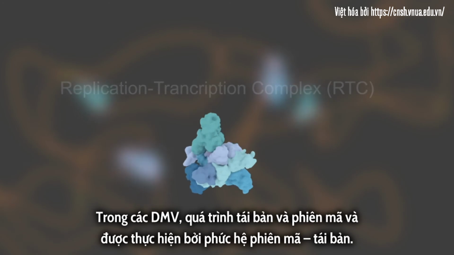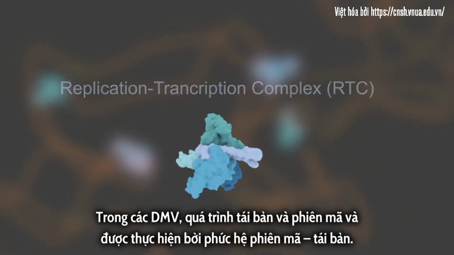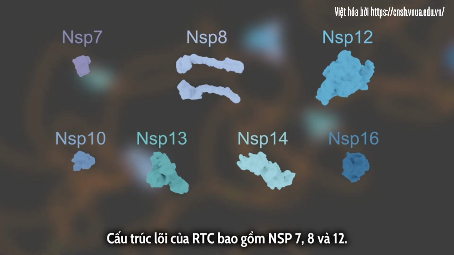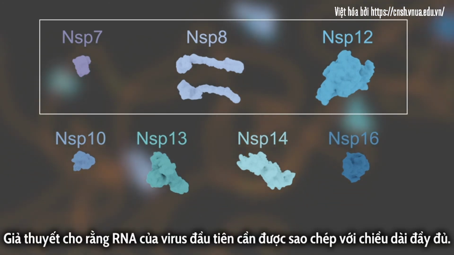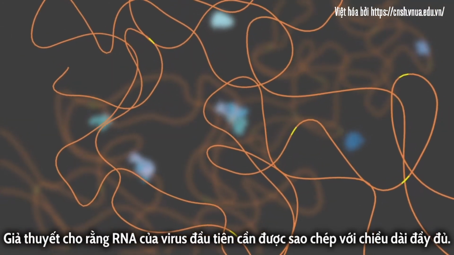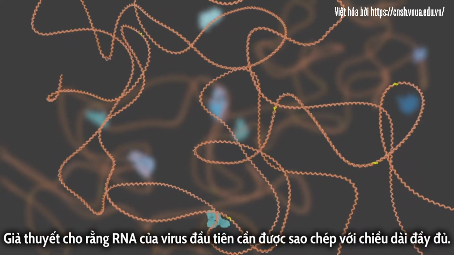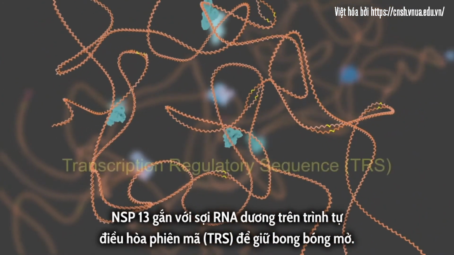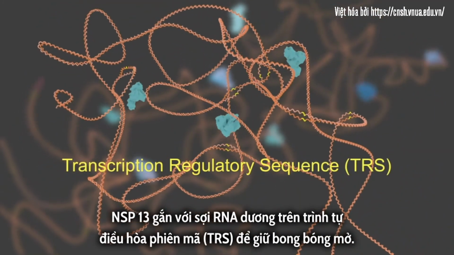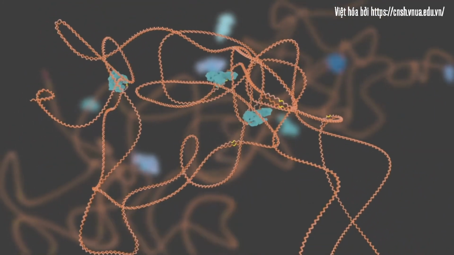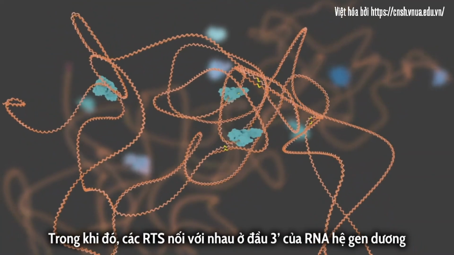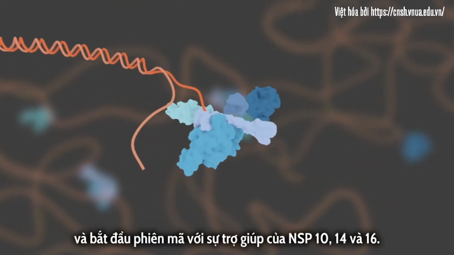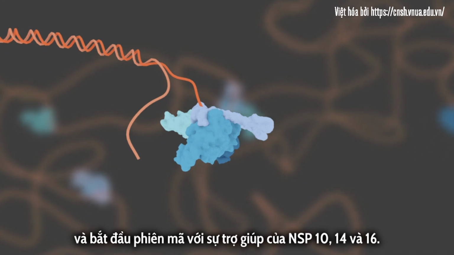In DMVs, replication and transcription are carried out by a replication transcription complex. The core structure of RTC consists of NSPs 7, 8, and 12. It is hypothesized that the genomic RNA first needs to be replicated in full length. NSP 13 binds to the positive RNA strand in transcription regulatory sequences, or TRSs, in order to keep an open bubble. Meanwhile, the RTC assembles at the 3' end of the positive genomic RNA and initiates transcription with the help of NSPs 10, 14, and 16.